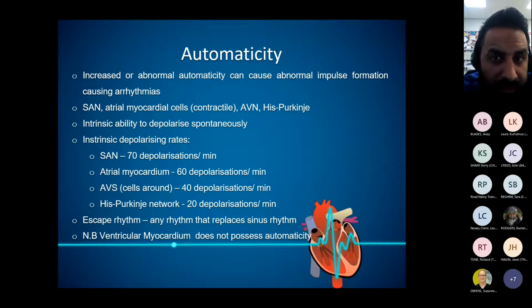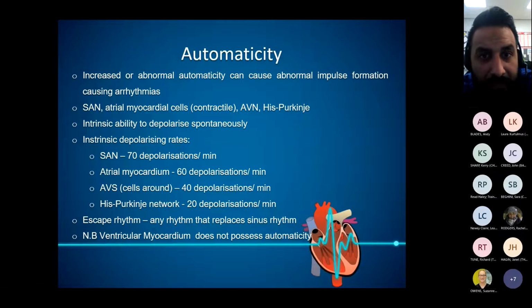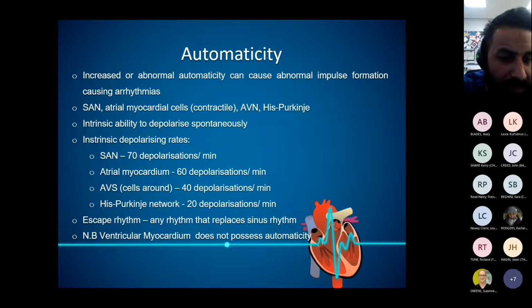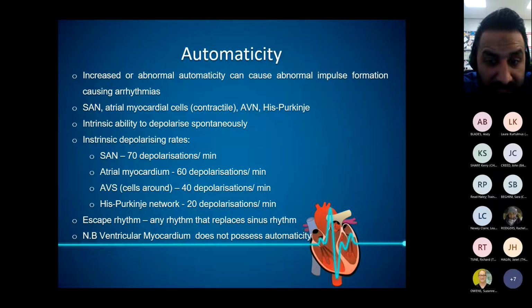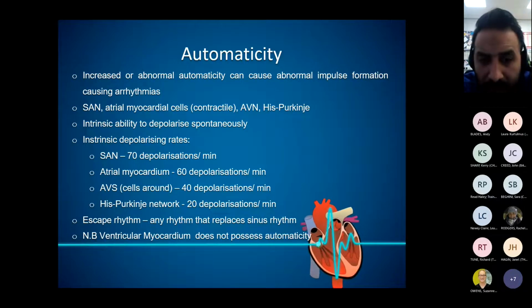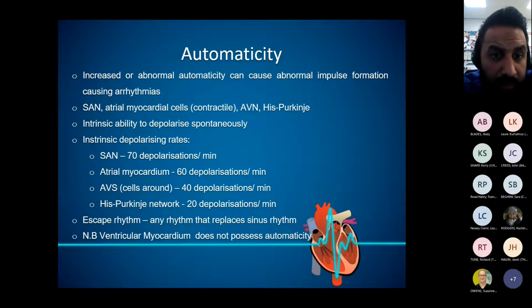So this principle of automaticity exists in our pacemaker cells of the heart and in the surrounding tissues of the atrium. Just that point at the bottom, the ventricular myocardium does not in itself possess the ability to have automaticity, although you can get the generation of escape rhythms and so on. But really what we're talking about is usually atrial tissue and so on.